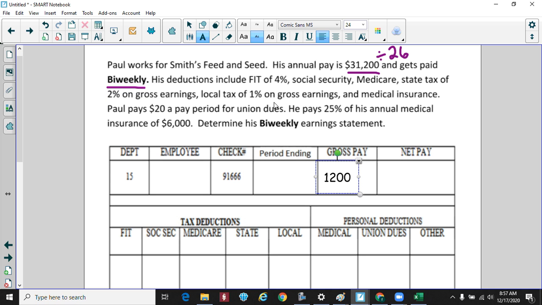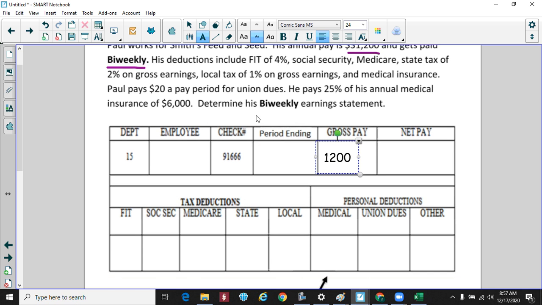Now, the percentages sometimes change depending on the problem. So in this case, the FIT, the federal income tax, changed to 4%. So federal income tax, sometimes it just changes. You know, I just changed it up a little bit. Now, Social Security will never change. It's always going to be 6.2%. Medicare will never change. It'll be 1.45%. Let's see, state. All right, state tax is 2%. Local tax is 1%. All right.